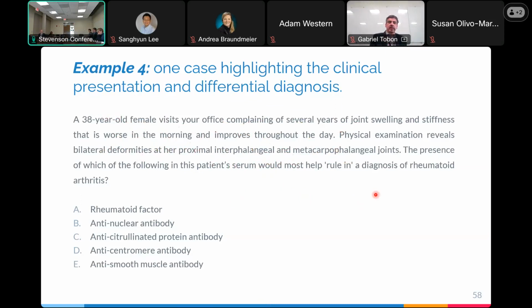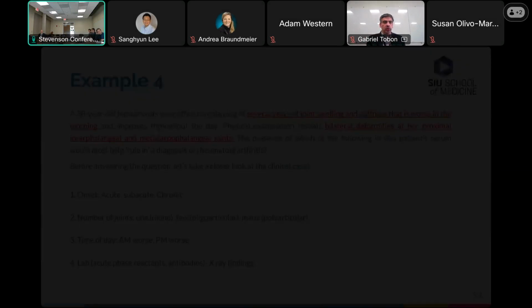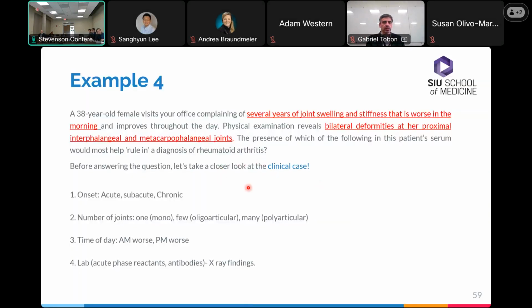So at this time, the students probably do not know the answer because we have many options here, rheumatoid factor, anti-nuclear antibodies. But then, before covering the clinical case, we can take a closer look at the differential, especially for this type of patients with acute versus chronic presentation. We can answer the question regarding onset of symptoms. Is the patient having an acute presentation or chronic presentation?